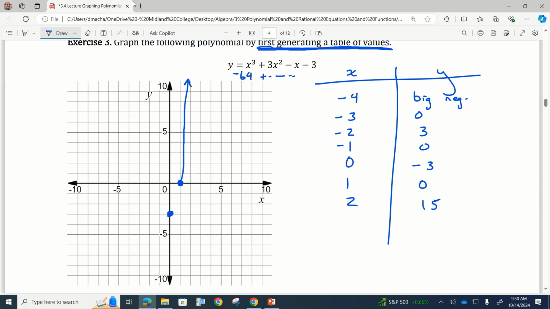When x is equal to negative 1, y is 0. When x is equal to negative 2, y is equal to 3. When x is equal to negative 3, y is 0. And then again, when x is equal to negative 4, y becomes this really big negative number. So it goes down off the scale like that. And then I would just connect my dots. Using this kind of brute force method, that's my best guess at what the graph should look like.